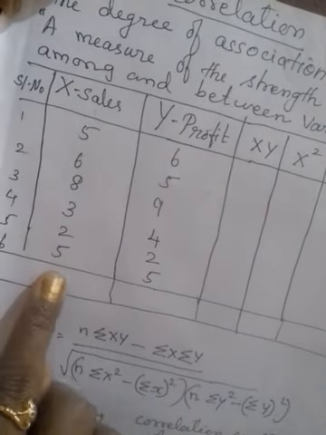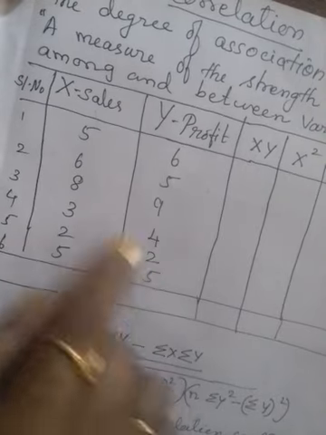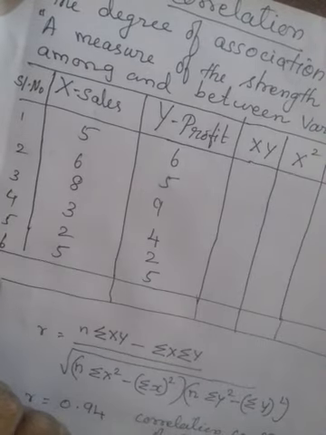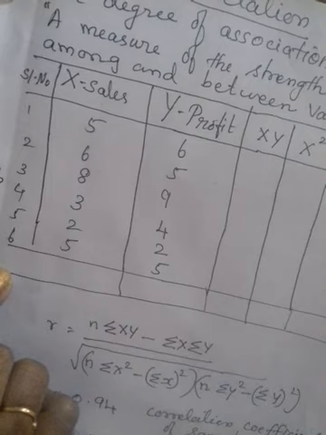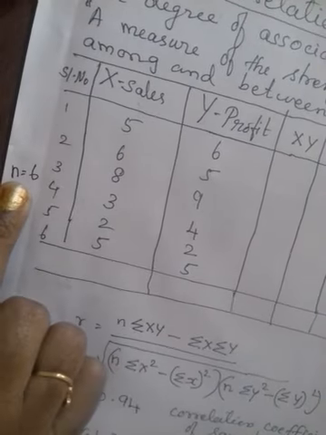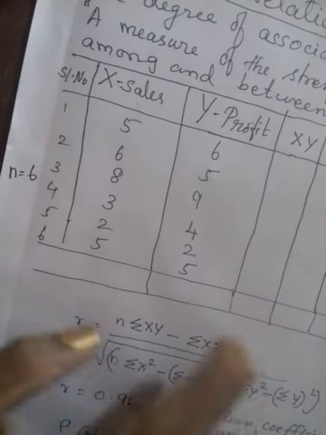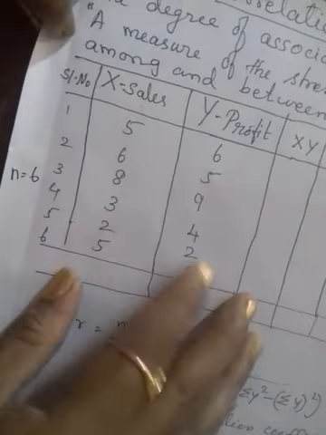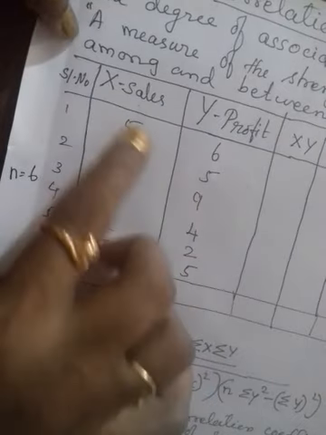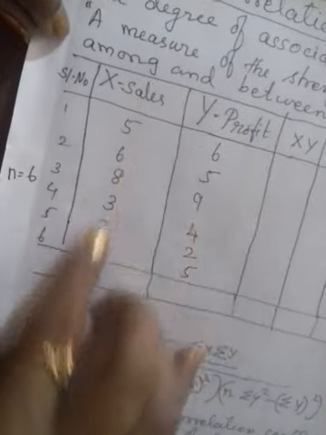So I have taken sales value and profit value, and I have taken data for the past 6 months. This is an example, so n is equal to 6. n equal to 6 means you can take any 6 years of data, or 6 months of data. To keep it simple, I have taken only single-digit numbers.